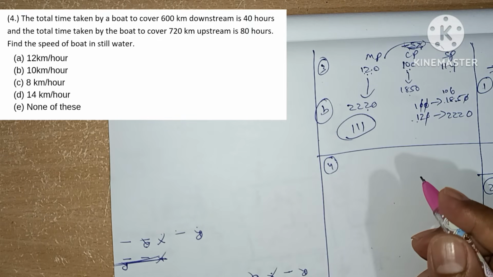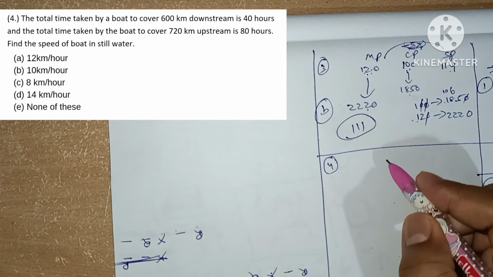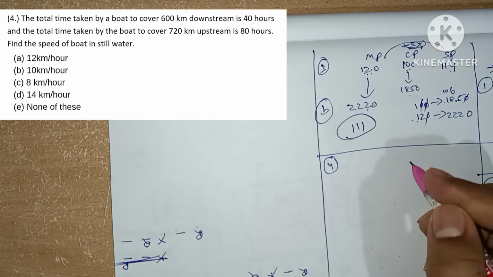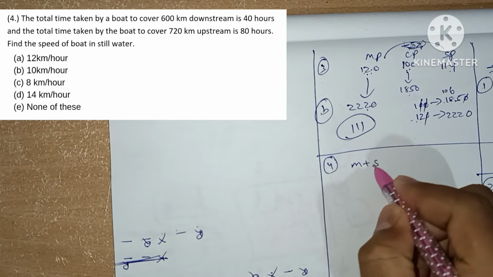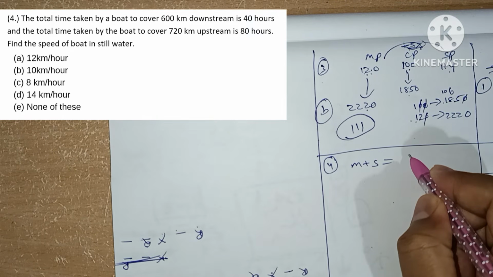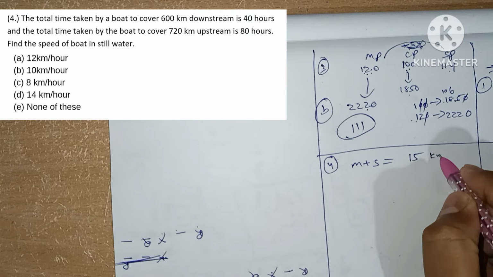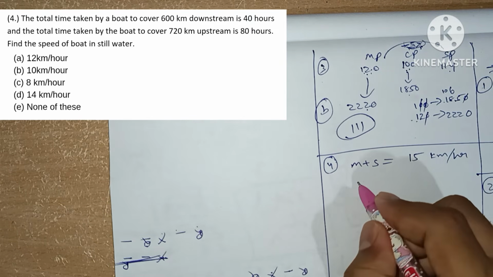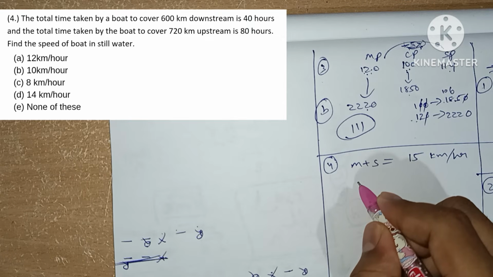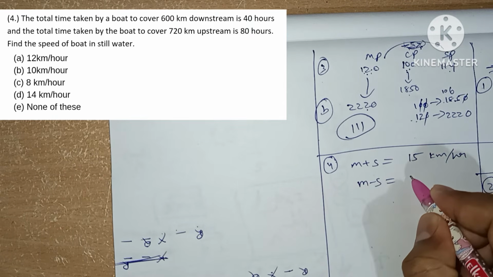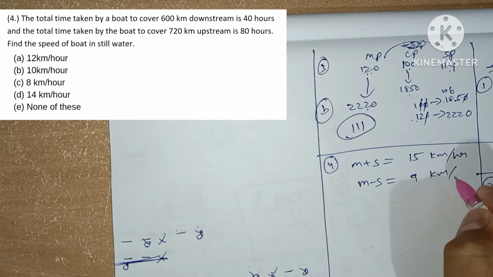The total time taken by a boat to cover 600 kilometers downstream is 40 hours. So downstream m plus s equals 600 divided by 40, which will be 15 kilometers per hour. We got this one. Next, the total time taken by the boat to cover 720 kilometers upstream, m minus s equals 720 divided by 80, which will be 9 kilometers per hour.